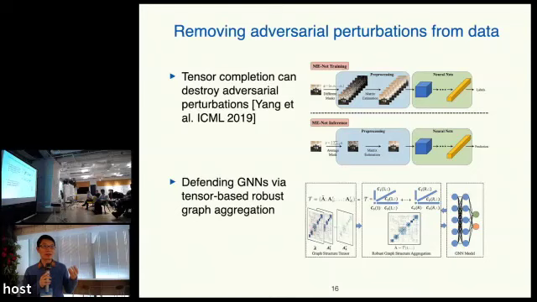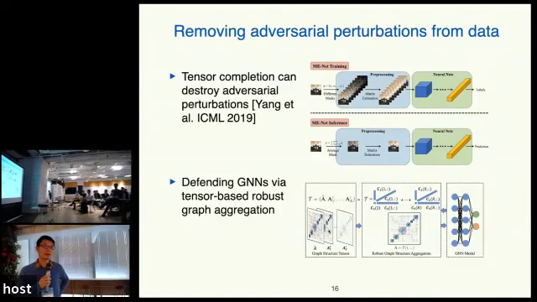So you assume that the network is attacked, and you want to somehow smooth the graph that is used afterwards. Yeah, exactly. Before the graph neural network, we create a tensor, and this tensor has many graphs, as the figure shows. So the tensor is the concatenation of many graphs that you observe. Yeah, I see. And by assuming the low rank structure, we can remove the perturbation.